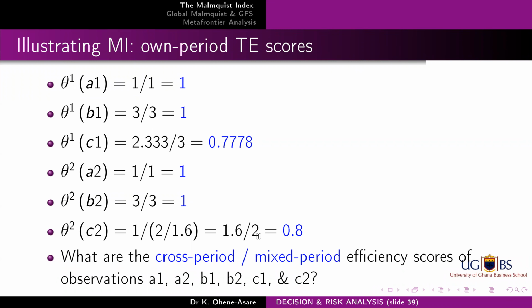Fantastic. So you all know how to calculate own period efficiency scores. My advice to you is that you always master how to calculate all the own period efficiency scores first. Then when you are done, you also calculate the cross period. Another name for the cross period efficiency scores is mixed period or intertemporal efficiency scores. Note the names because sometimes you see the names differently in the papers. Cross period, or mixed period, or intertemporal efficiency scores. Now we are going to do that for all of them.